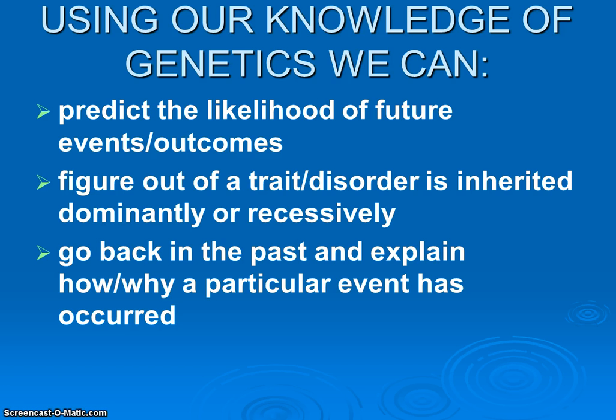Like, for example, a husband and wife have a child who's born with some disease, and the husband and wife are normal. What happened? Whose fault is it? Is it the husband's? Is it the wife's? Is it either person, neither person? What's going on there? So we'll be able to do all those things.